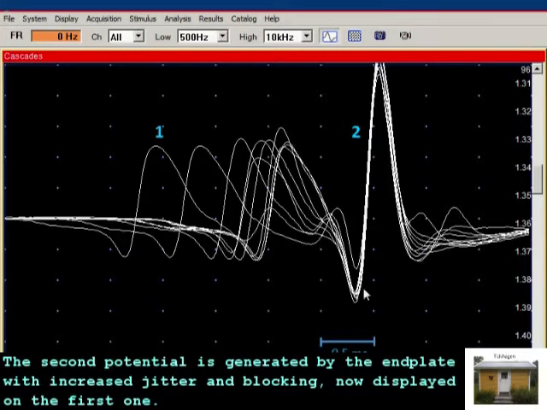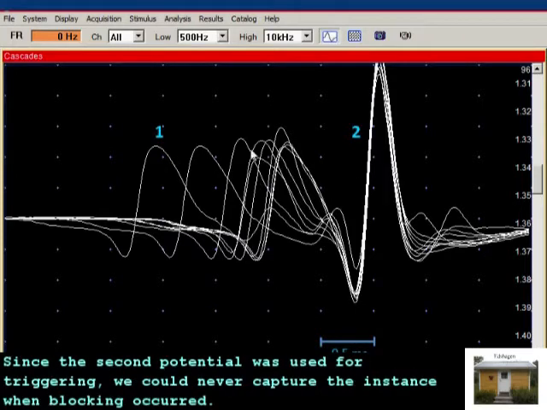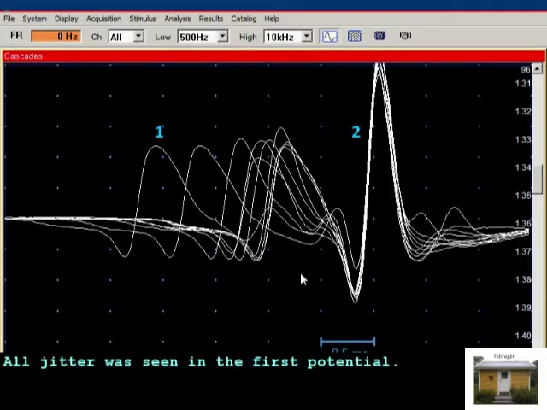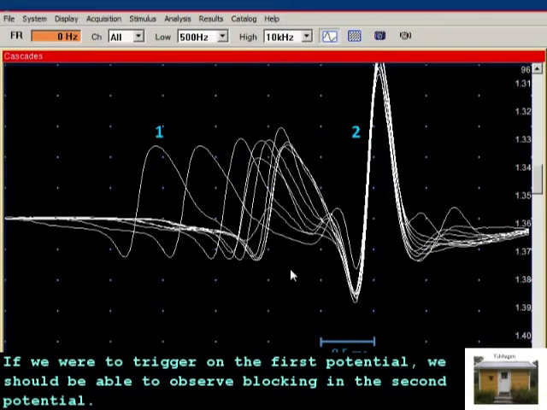The second potential is generated by the end plate with increased jitter and blocking, now displayed on the first one. Since the second potential was used for triggering, we could never capture the instance when blocking occurred. All jitter was seen in the first potential. If we were to trigger on the first potential, we should be able to observe blocking in the second potential.